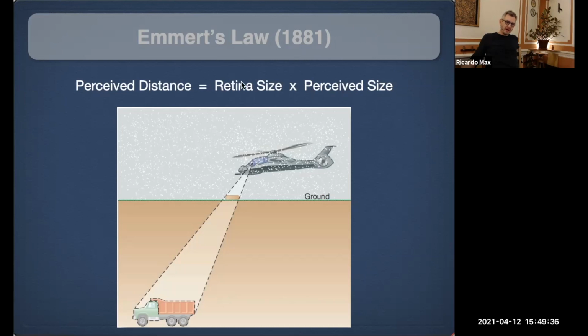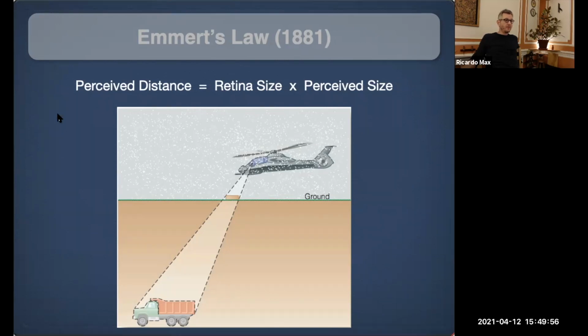So the only physical, objective measurement here is the size on the retina. This is perception and this is perception. So when we perceive something very far, we will perceive it as smaller, and the opposite.